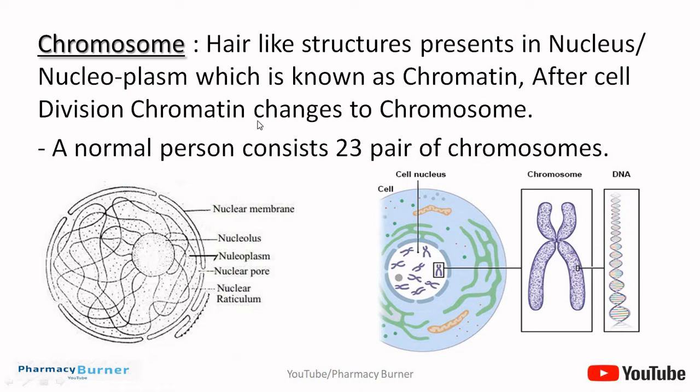After cell division, this chromatin changes to chromosome. I will explain this through these pictures. You can see the picture of the nucleus and a small round structure here, which is the nucleolus, and this hair-like structure is chromatin. After the cell division, it converts into this structure. You can see the picture here, which is the chromosome, and this chromosome has the DNA inside of it.